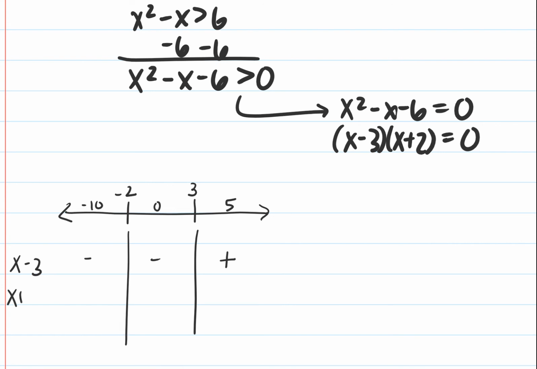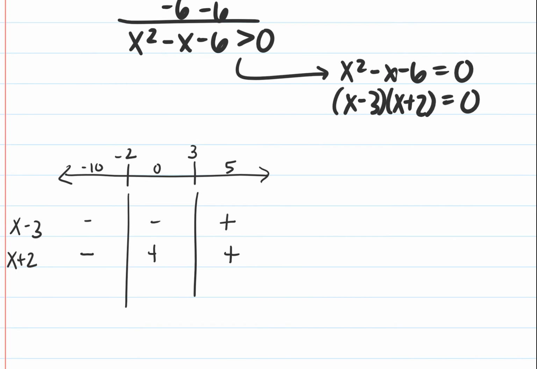But for the factor x plus 2, it became 0 at negative 2. So it should be positive to the right. Check it. 0 plus 2, yep, positive. 5 plus 2, positive, yep. And it should have changed signs at -2. So it's negative if you substitute in a value less than -2.